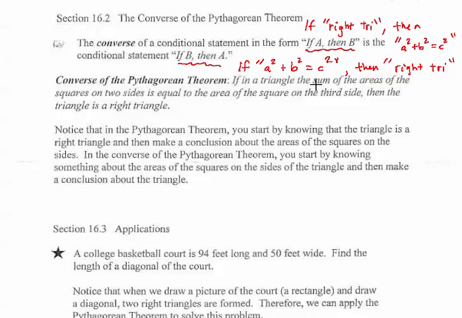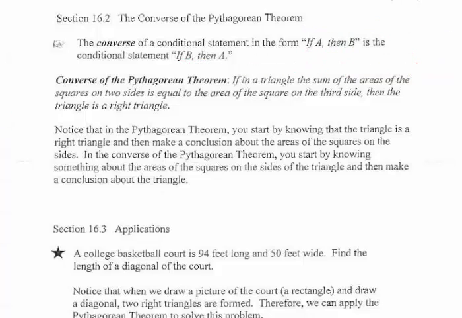If we start with some numbers, some lengths where you add the squares and it equals the square of the third side, then we have a right triangle. Okay. It's just the reverse of the theorem. And it turns out that it's also true.